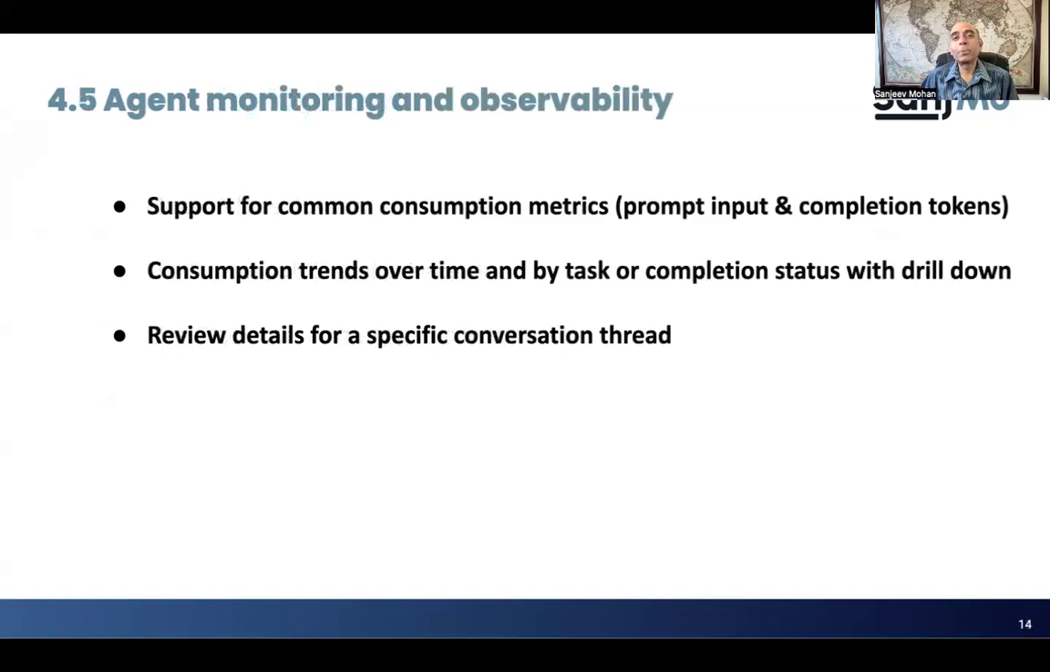Monitoring and observability becomes the crux of making sure we are successful with a properly scoped agent. So we may be looking for not just the output, but common consumption metrics. As you know, these LLMs' cost comes from tokens: the cost for input tokens and output tokens. So in case of having an agentic lifecycle, we need to monitor what is the consumption of our agents through prompt and completion tokens. What is the trend of this consumption over time, over different subject areas, completion status, and has this ability to drill down and see the details.